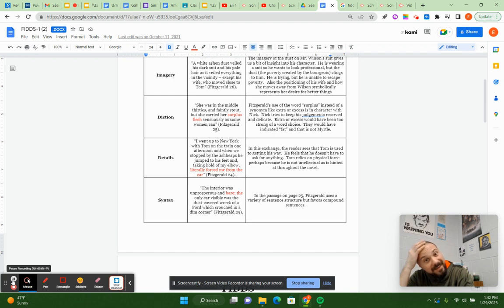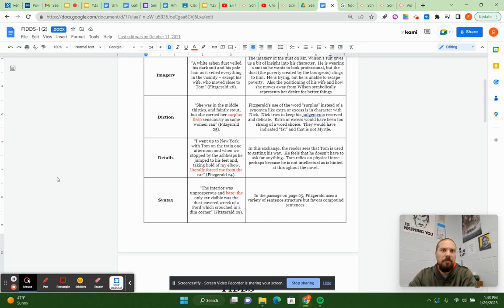Syntax. The syntax of something is the sentence construction, the sentence structure. Take you back to middle school where we talked a lot about simple sentences, compound sentences, complex sentences. So these all matter. If you have a book of nothing but simple sentences, it's going to get boring after a while.